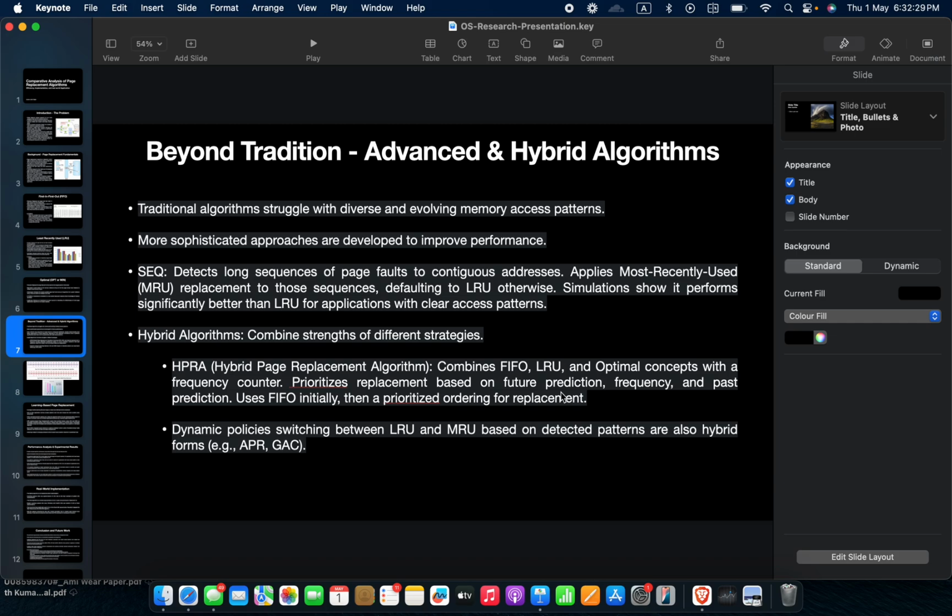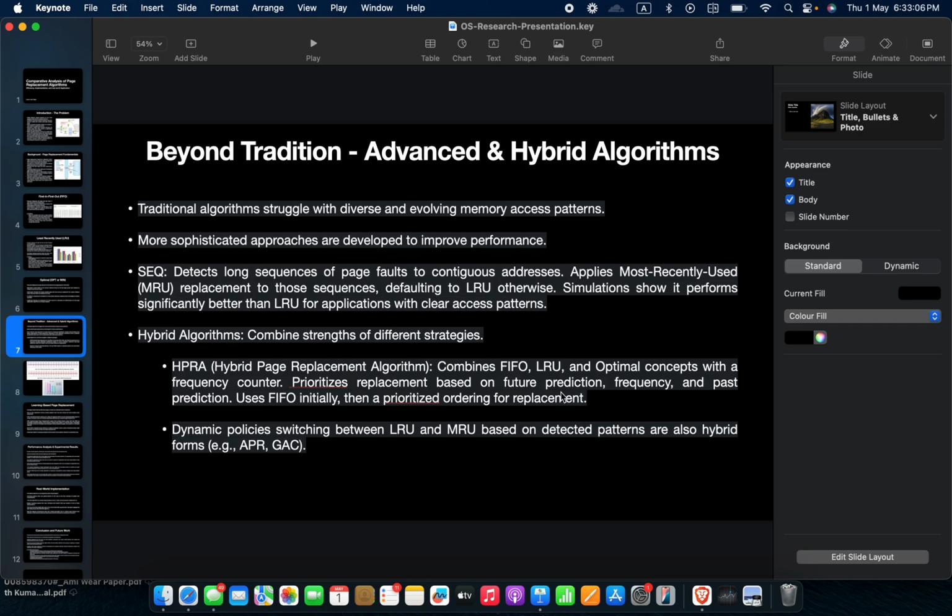As computing evolved, researchers recognized that traditional algorithms struggle with diverse and evolving memory access patterns. These led to more sophisticated approaches. One is SEQ, which detects long sequences of page faults to contiguous addresses. And for these sequences, it applies most recently used, that is MRU replacement, defaulting to LRU otherwise. Simulations show significant performance differences, which is included in the research paper as well.